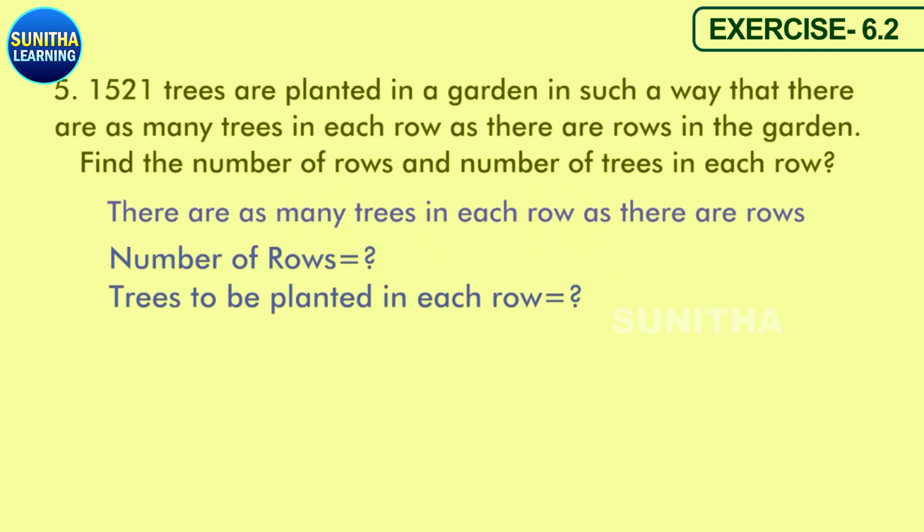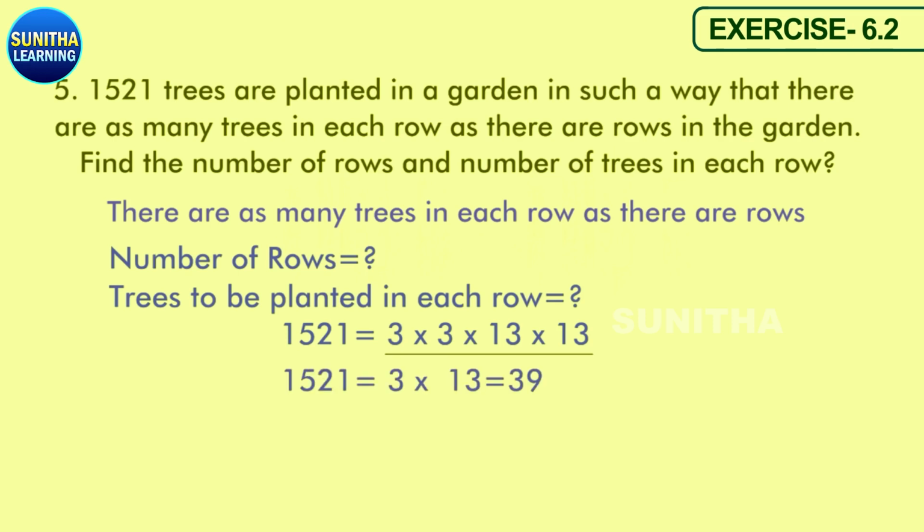Now let us find the prime factorization of 1521. The prime factorization of 1521 is 3 into 3 into 13 into 13. Now find the square root. Here we got 2 threes and 2 thirteens. To get the square root, out of these 2 threes we take 1 three, and out of these 2 thirteens we take 1 thirteen. Now 3 into 13 will become 39.